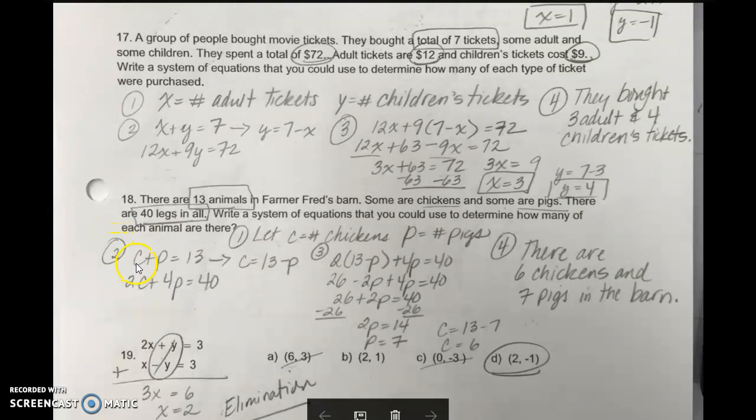So number 2 says the number of chickens plus the number of pigs has to equal the 13 animals that are in the barn. My second equation, the 2 came from the 2 legs that chickens have plus the 4 legs that pigs have has to equal a total of 40 legs. So again, I isolated one of the variables in the first equation. I substituted 13 minus p in place of c in the second equation and then used that to solve. And then I substituted again to find the second variable. In step 4, I clearly stated my answer saying there are 6 chickens and 7 pigs in the barn.